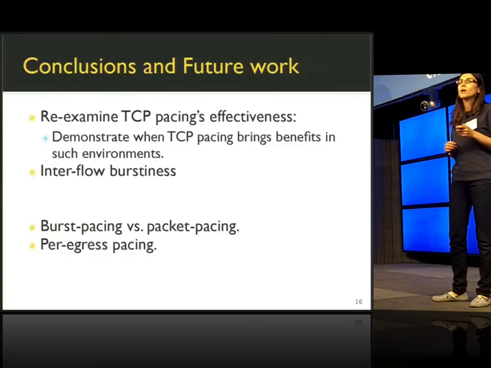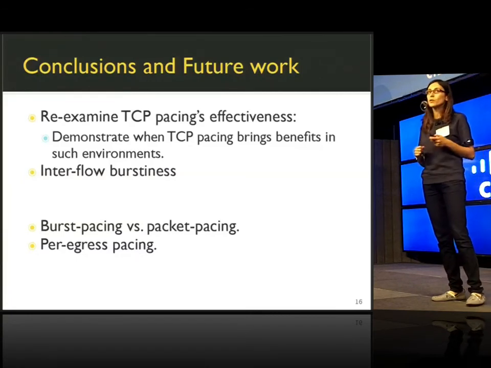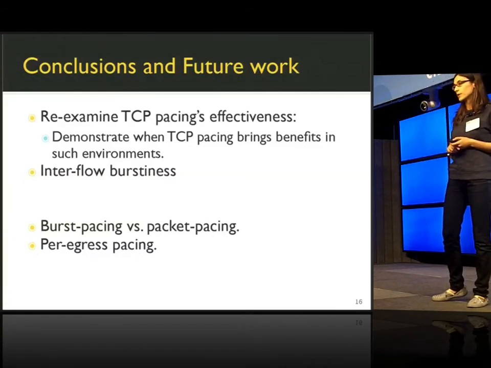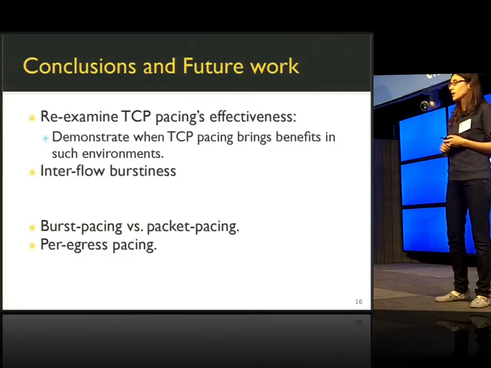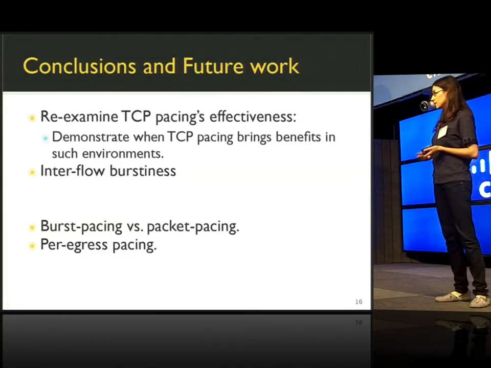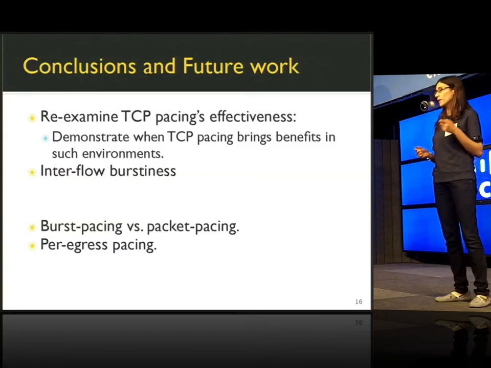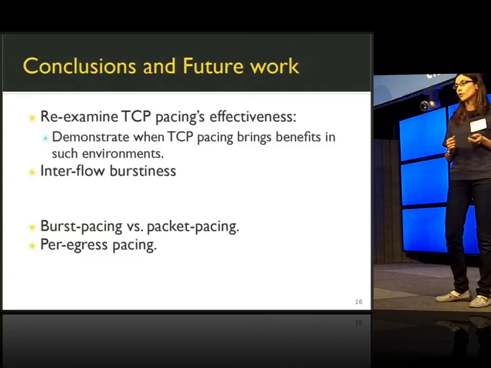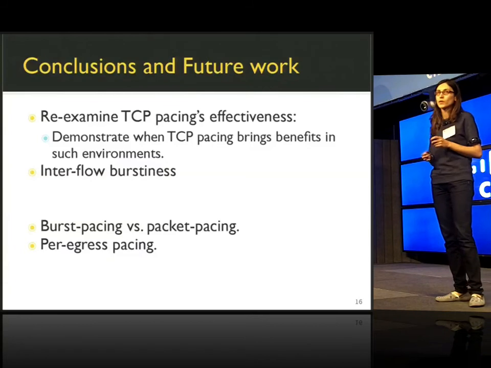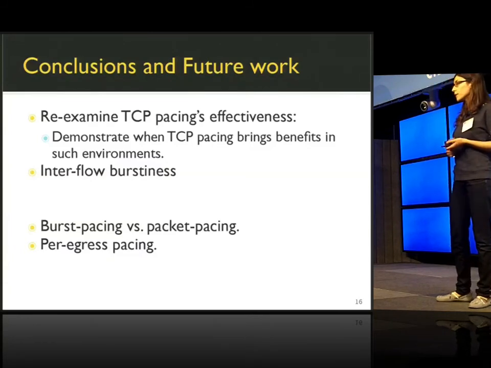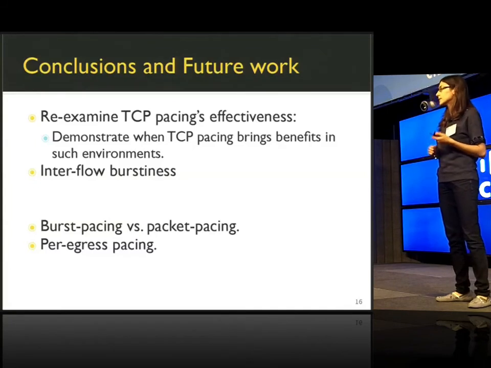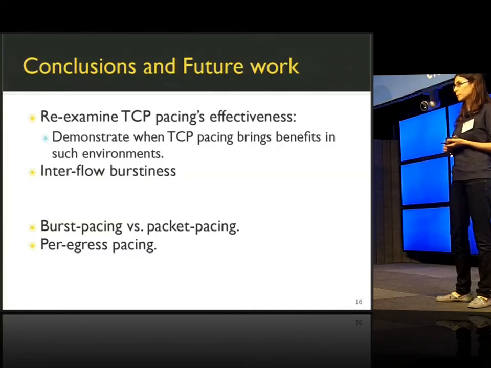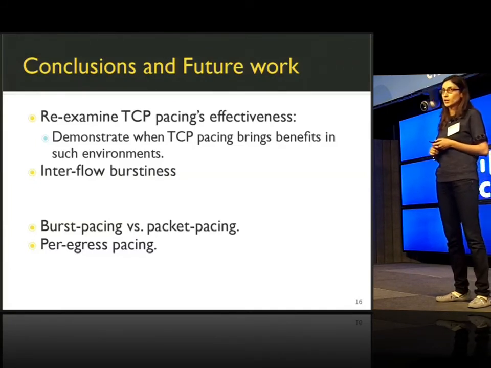So to wrap up, we re-examined the TCP pacing effectiveness, and we demonstrated that pacing brings benefits in data center environments, but there is a limit to it, and we have to be careful about the point of inflection and the number of concurrent flows in the network. And we talked about inner flow burstiness, and we suggested that this inner flow burstiness is causing drop synchronization in paced packets, which is causing throughput degradation.